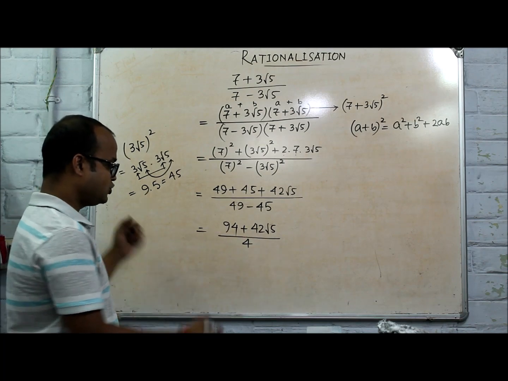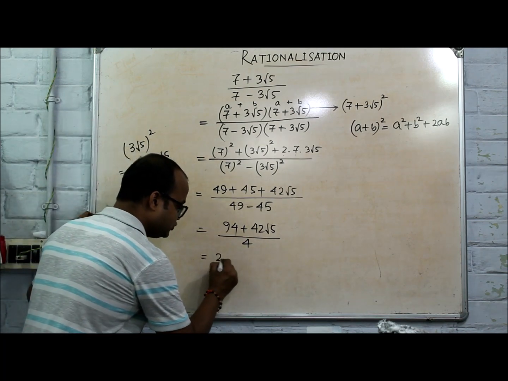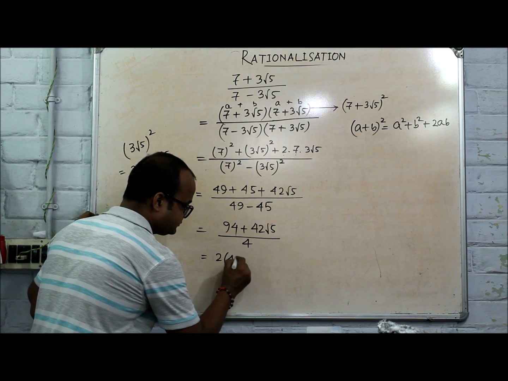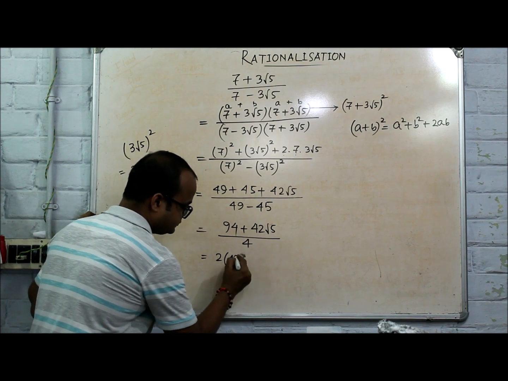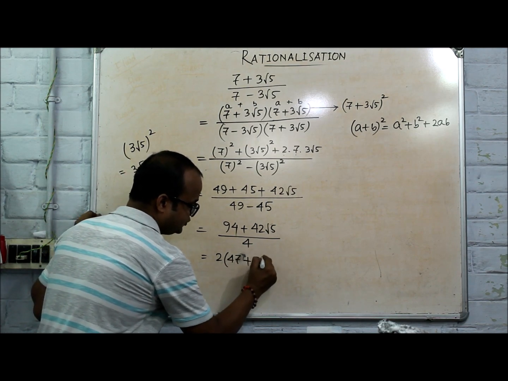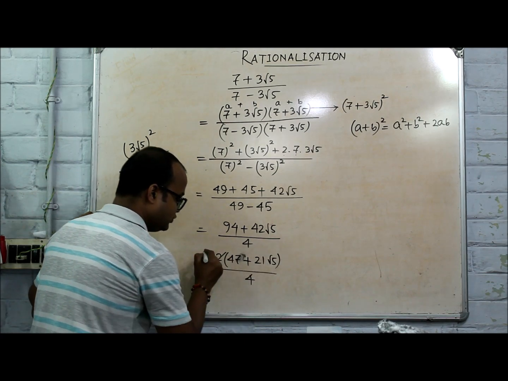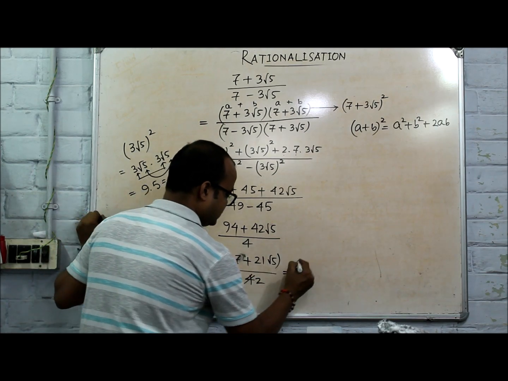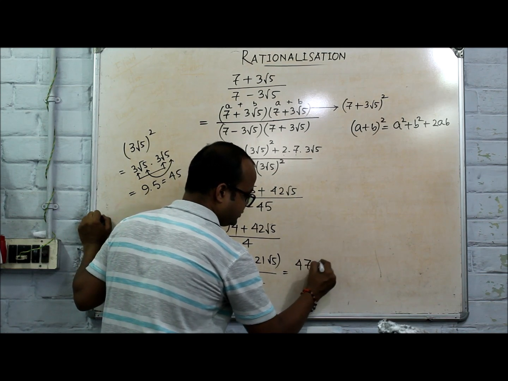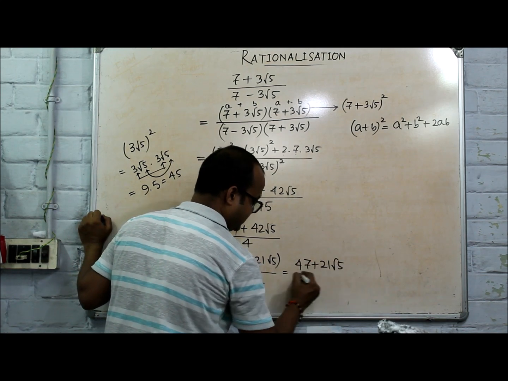now we can take common. If you take 2 common, 47, 21 root 5 by 2, 2 ones are 2, 2 twos are 4. So 47 plus 21 root 5 by 2.